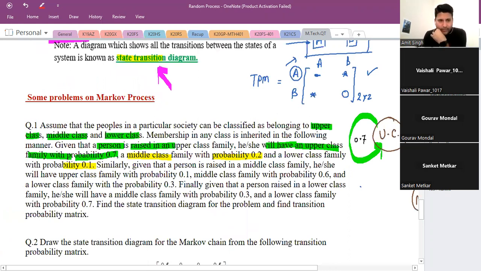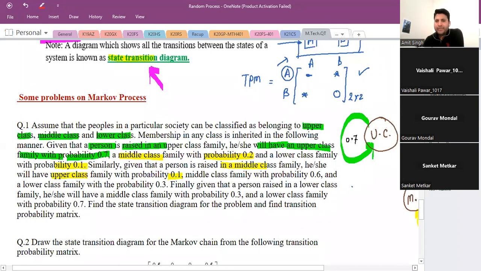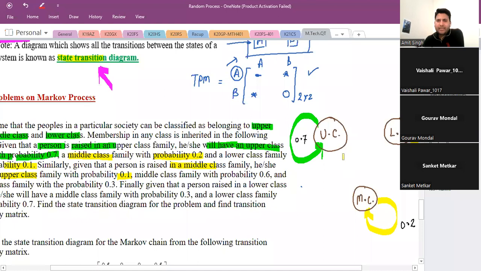Have I written it correctly? Point 2 and point 1, correct. So now what next? It is given that if an individual is in middle class, then he will move on to upper class with the probability 1. So middle to upper is 1. Where is middle? This is middle and this is upper. So the probability of this thing is 0.1.